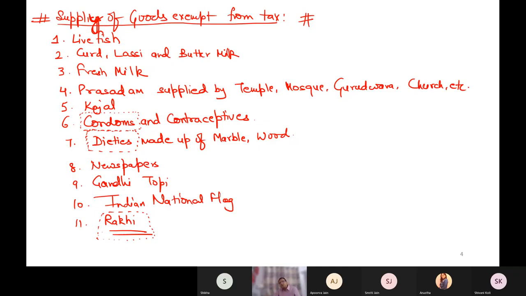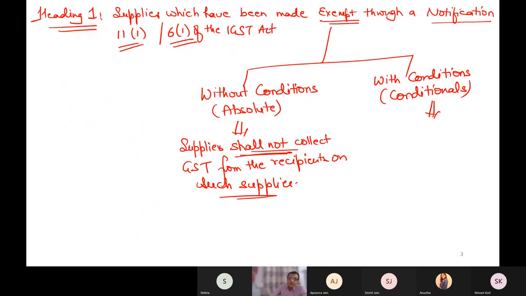And there, the list is huge. The list is very lengthy. I'm not covering each and every item. No one can cover it. But 10 or 11 you must learn. So if theory question or a short note on exemption comes, you can explain that supply of the following goods is exempt from tax. Now this is my first concept.